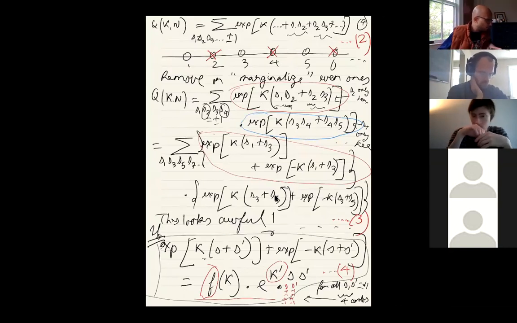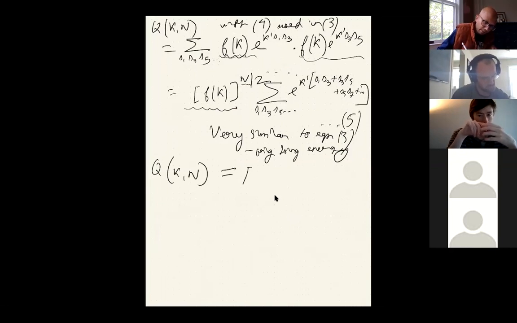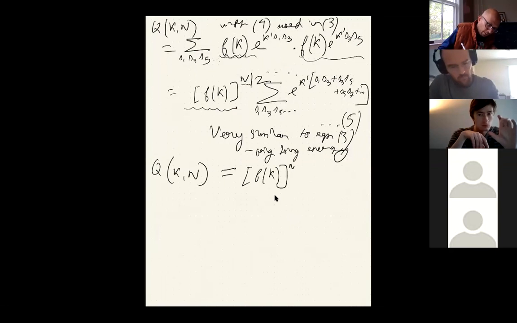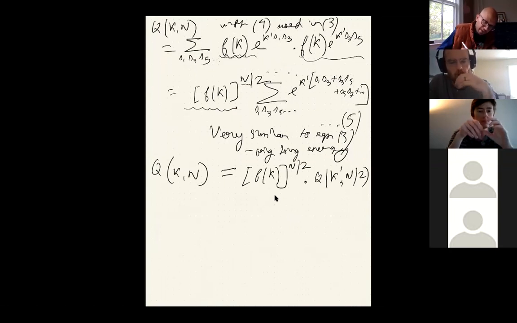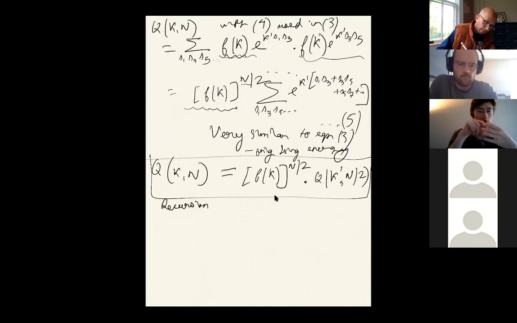But if that could be true, and we are going to look at that, and you have to take my word that that is really true, then we can say that Q of K_N is given by f of k to the power n over 2 multiplied by Q of k prime of n by 2. And this is the first relation of renormalization group theory. This is a recursion relation. It was first derived by Kadanoff. It is called a Kadanoff transformation.